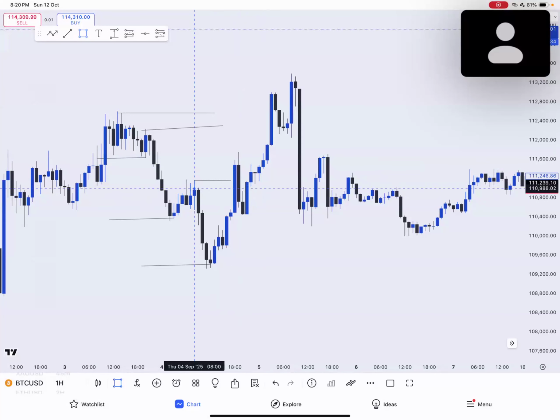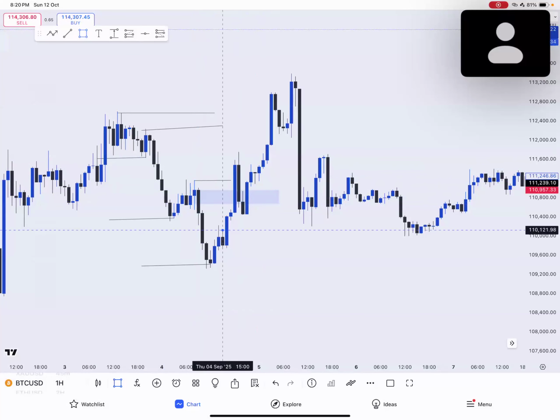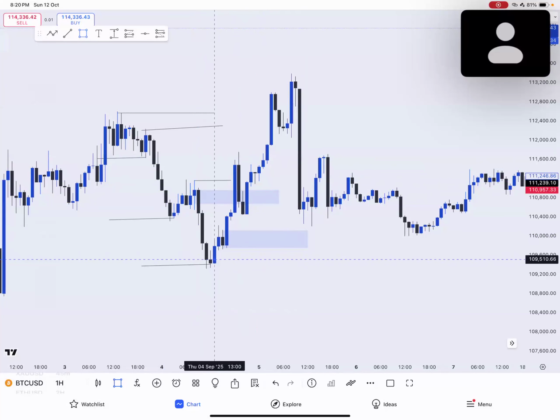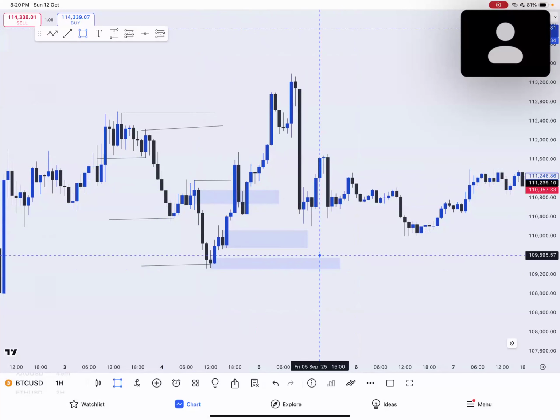If you look downwards, the body of this high that was taken out becomes a breaker block, so you mark it out as one POI. Down here is the other block, second POI. Down here is also another block, third POI. So you have 1, 2, and 3 points of interest.